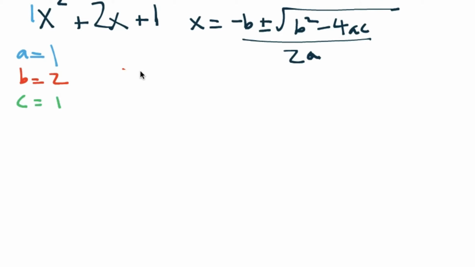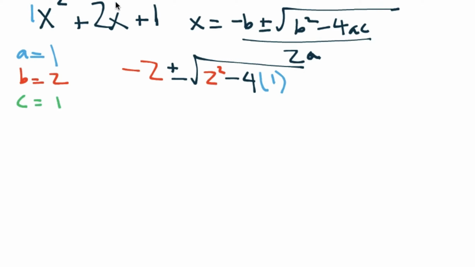So yeah, we're just going to plug these numbers in. So we've got negative 2 plus or minus the square root of b squared, which is 2 squared, minus 4a, which is 1, and then c, which is also 1.